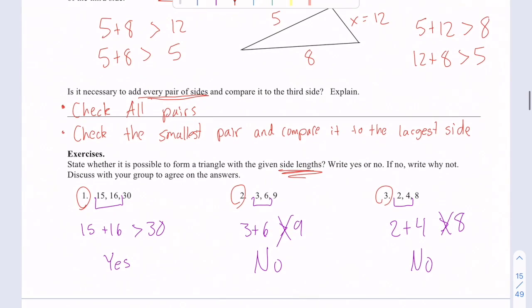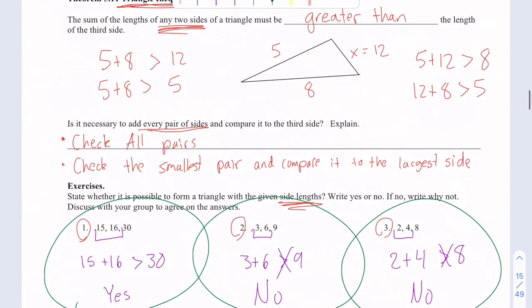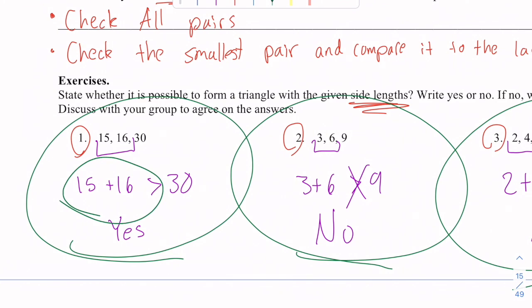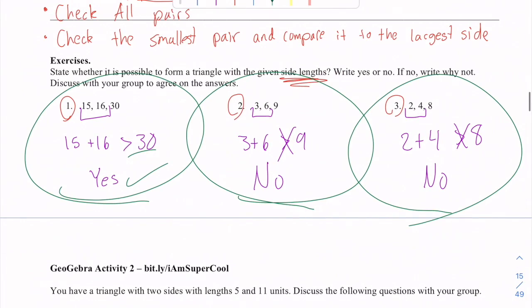The first part, which Mr. Wynn talked to you guys about, was: if you're given three sides, does it make a triangle? That's the first part he talked about today. Essentially you just add the two smallest sides. If you add the two smallest sides and the sum is greater than the third side, then it works. It has to be greater than. If it's equal, it won't work. So that's when you're given three sides.